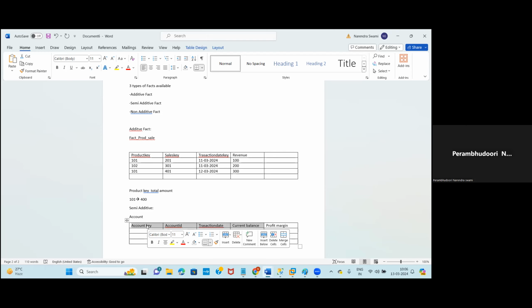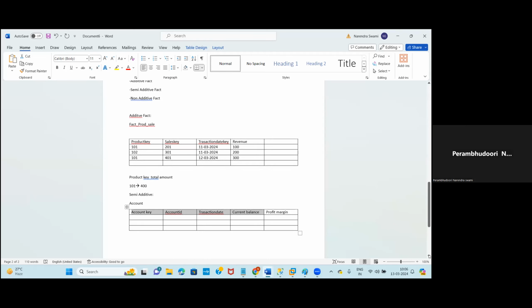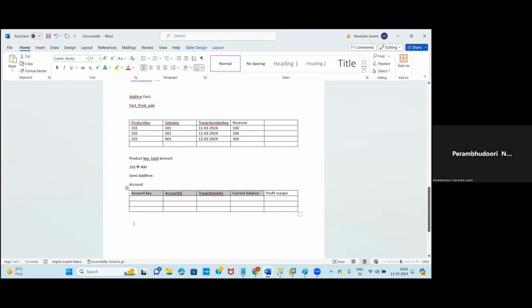If you want to derive something from a table and you are using some of the columns, not profit margin, we are not using the profit margin here. Profit margin is related to the bank, the bank branch or something like that. It is not related to the particular account or particular customer. That is how, if you are using some of the columns in a table to derive something, that is called semi-additive.